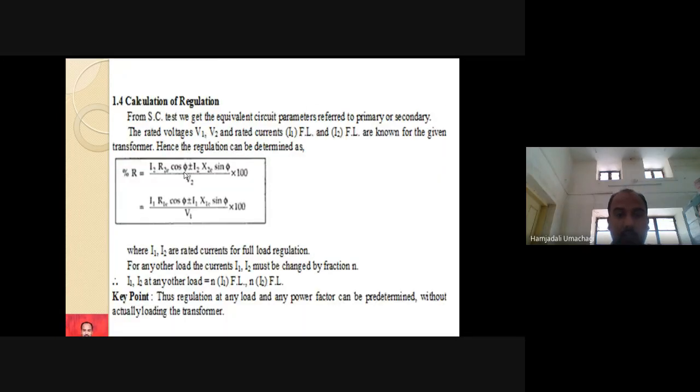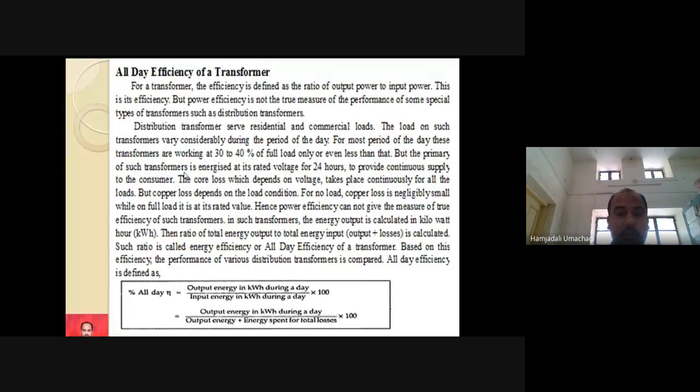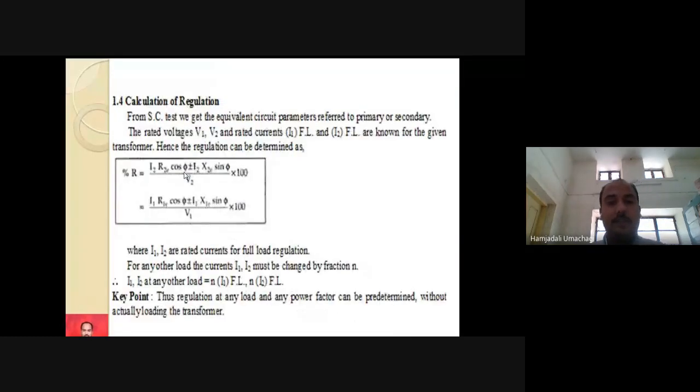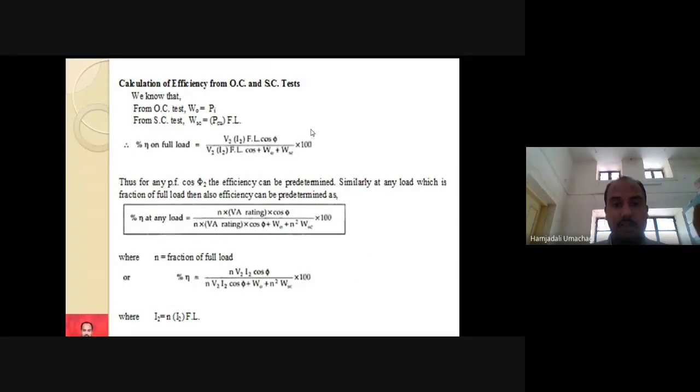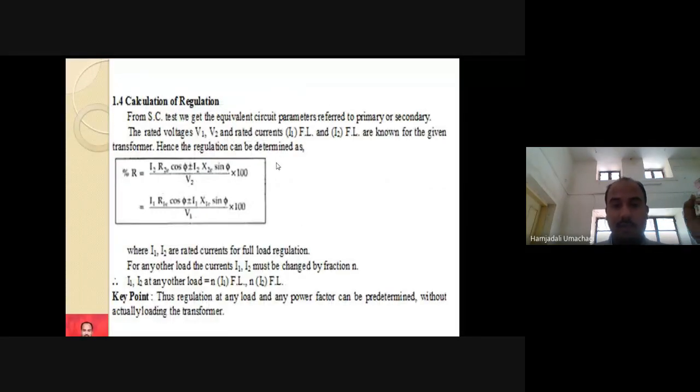And in the next class, we'll discuss the efficiency of the transformer. So till now, today, whatever I have discussed: the open circuit test, the short circuit test, calculation of the efficiency, and calculation of the regulation using OC and SC tests. Is it clear, all of you?